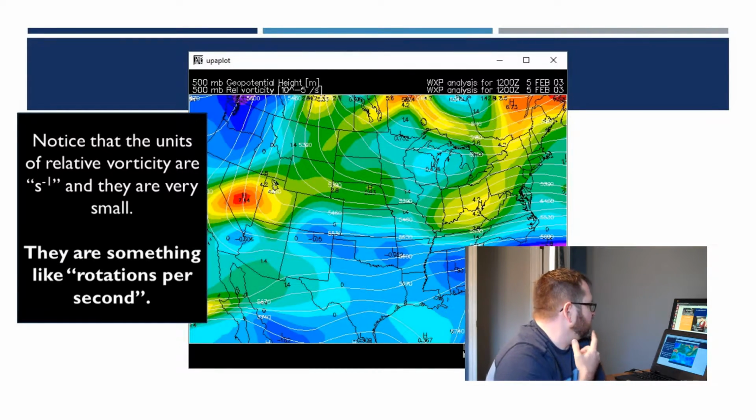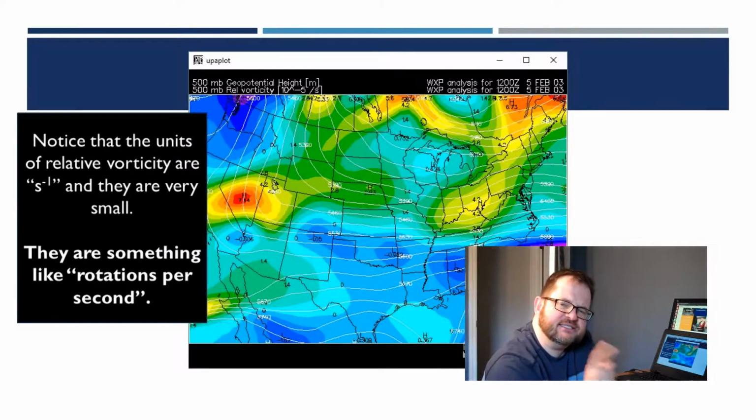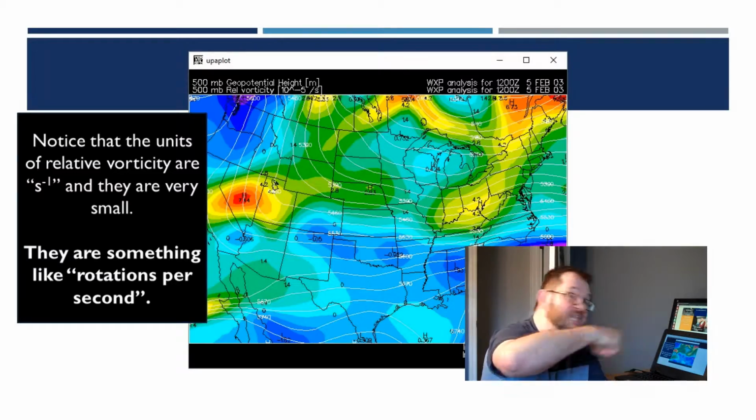Hey, take a look at the units there. If you look at the top of the graph, it says 500 millibar relative vorticity in units of 10 to the negative 5th per second. The important thing here is per second. The units of relative vorticity are per second. Think of that as like rotations per second. Okay? So if something were turning at a certain rate, it's how many per second it's doing. So it had to be turning pretty fast to even be one rotation per second.